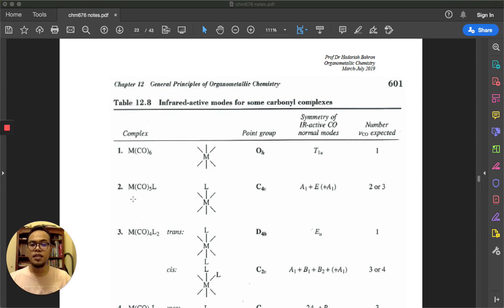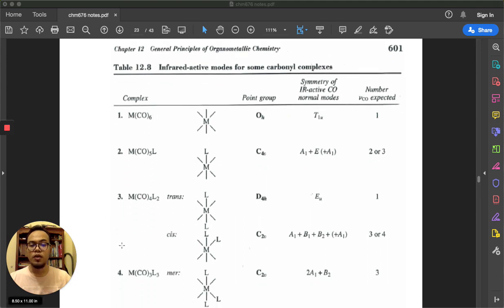So for example, the second one we have 5 CO, this is pentacarbonyl, with 1 L. L means ligand, another type of ligand other than your carbonyl. When that happens, we should be expecting 2 or 3 significant bands appearing on your spectrum. So we have A1 plus E plus A1, so the total is 3. This one, the symmetry is 1, so that's why we expect 1 band only.